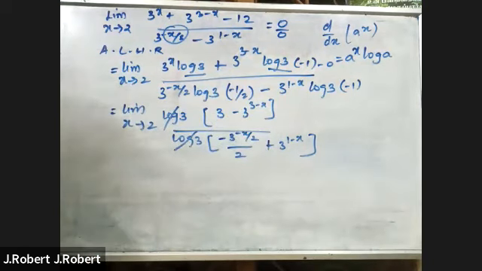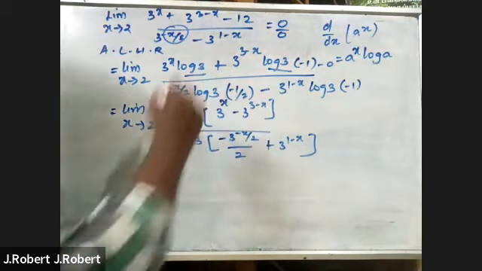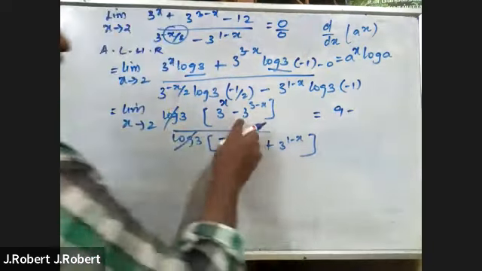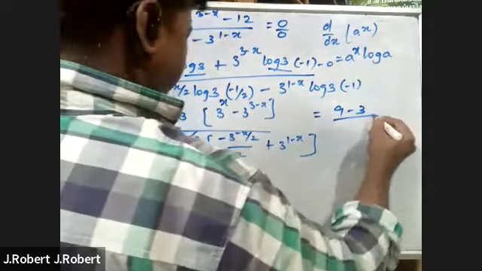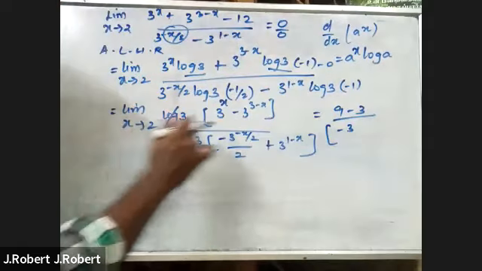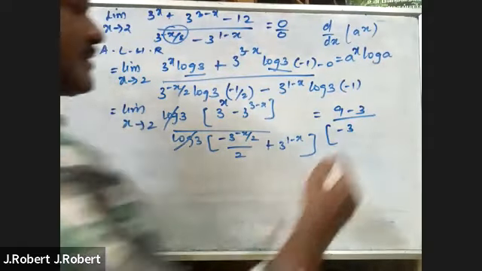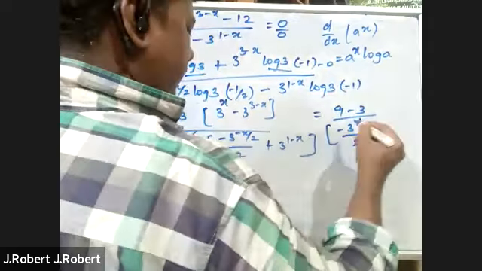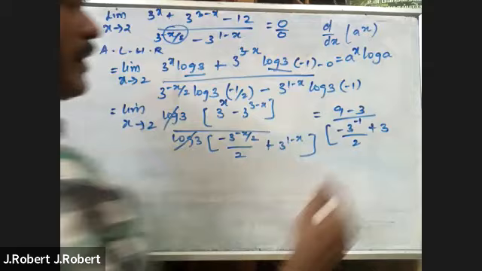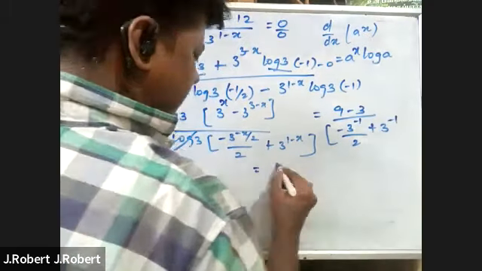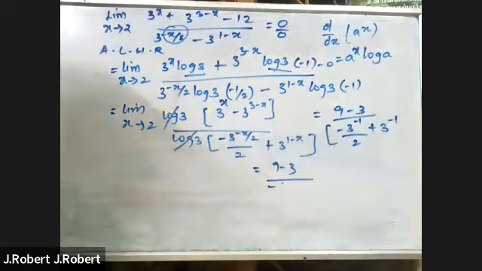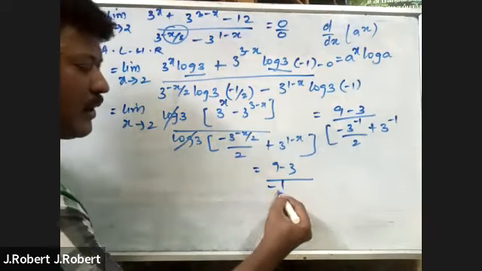If I put 3 power x, 3 power 2, which is equal to 9, minus 3 power 1, which is equal to 3, divided by minus 3 power minus 2 by 2 minus 1. I can write this as 3 power minus 1 divided by 2 plus 3 power 1 minus 2, which is equal to minus 1. I can write this as 9 minus 3, minus 3 power minus 1 and 3 power plus 1, which is equal to 1 by 6.